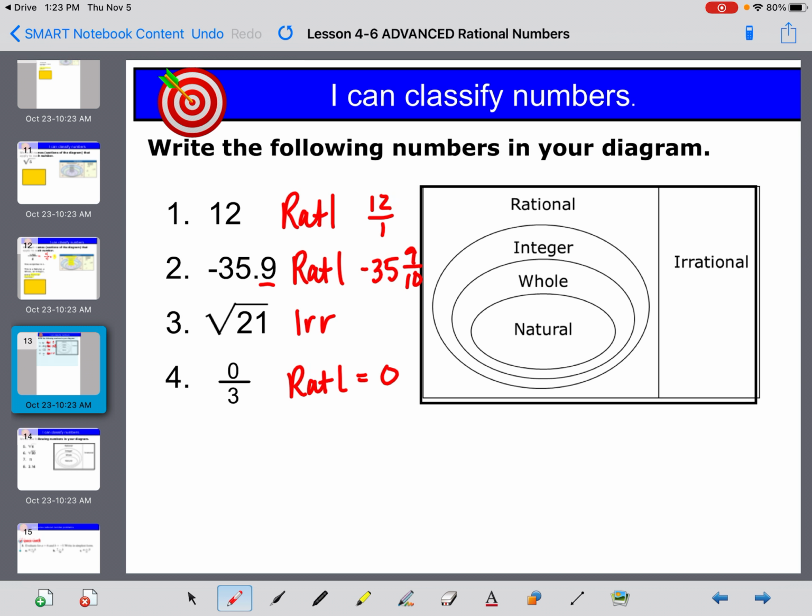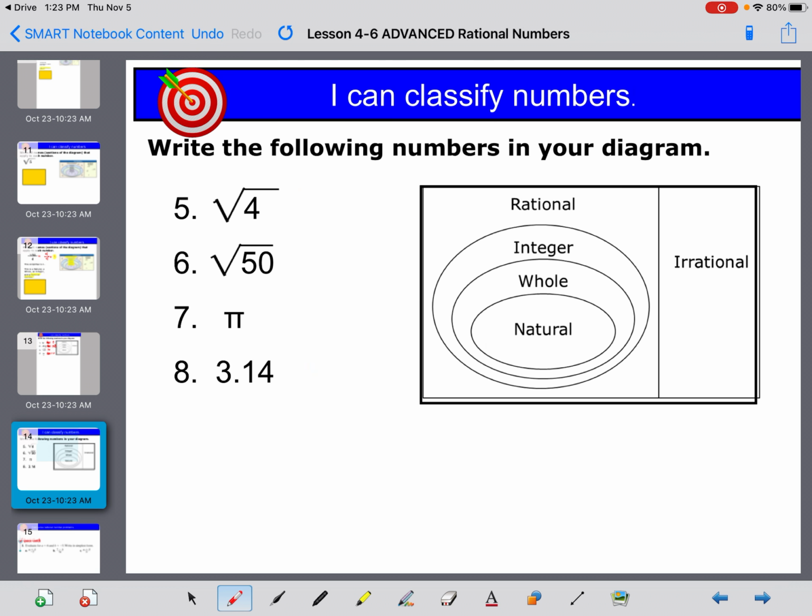And then number 4, it's rational because it equals 0. Okay, the square root of 4. What number times itself equals 4? Well, that's rational because your answer is 2, which is the same as 2 over 1.